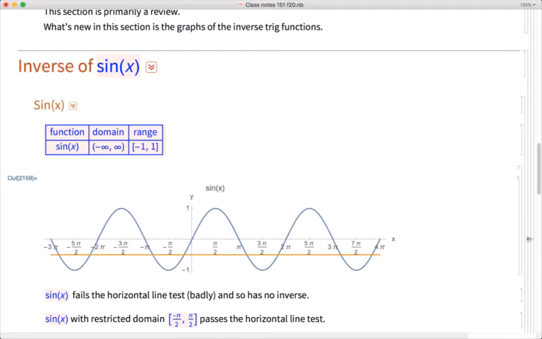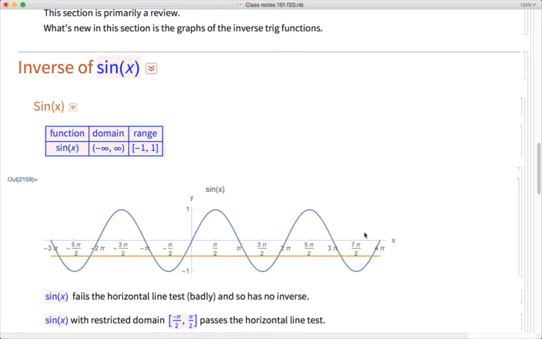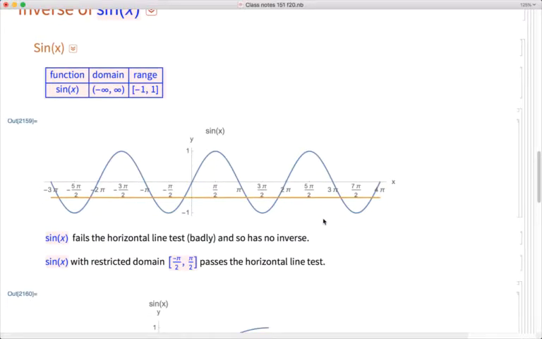So we're going to look at the inverse of the sine function. So we start just by looking at the sine function. And remember, the sine function has a domain minus infinity to infinity and a range that is outputs between minus 1 and 1. Now, I've also drawn a horizontal line, this yellow line, onto the graph to point out that the sine function fails the horizontal line test badly. This horizontal line intersects the sine function in infinitely many places. And so sine x, as it's originally defined here, has no inverse.